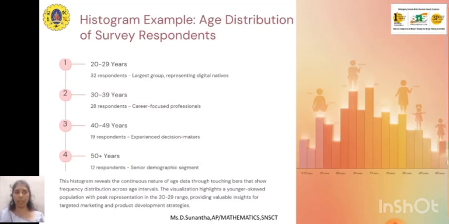Next is a histogram example. For the age between 20 to 29, there are 32 respondents. 30 to 39, there are 28, 40 to 49 it is 19, and 50 plus there are 12 respondents.